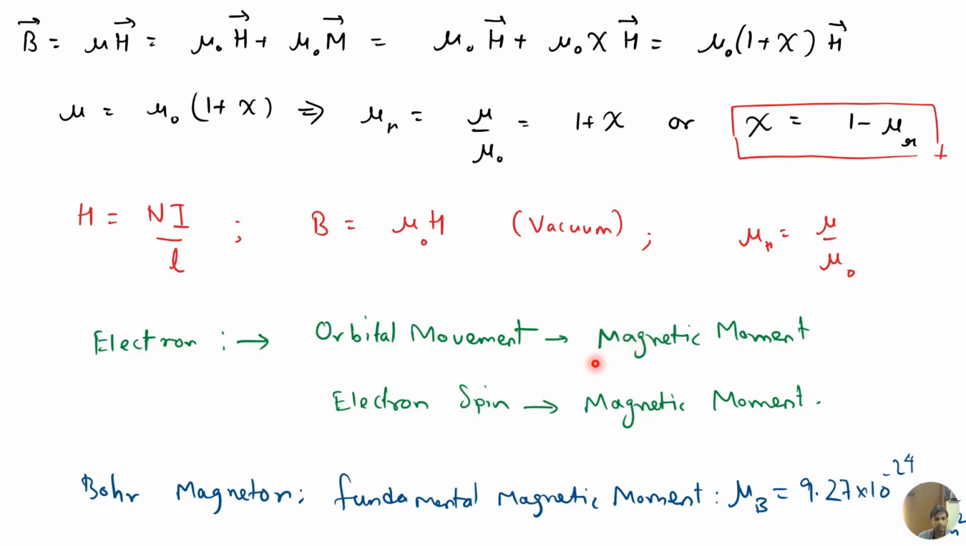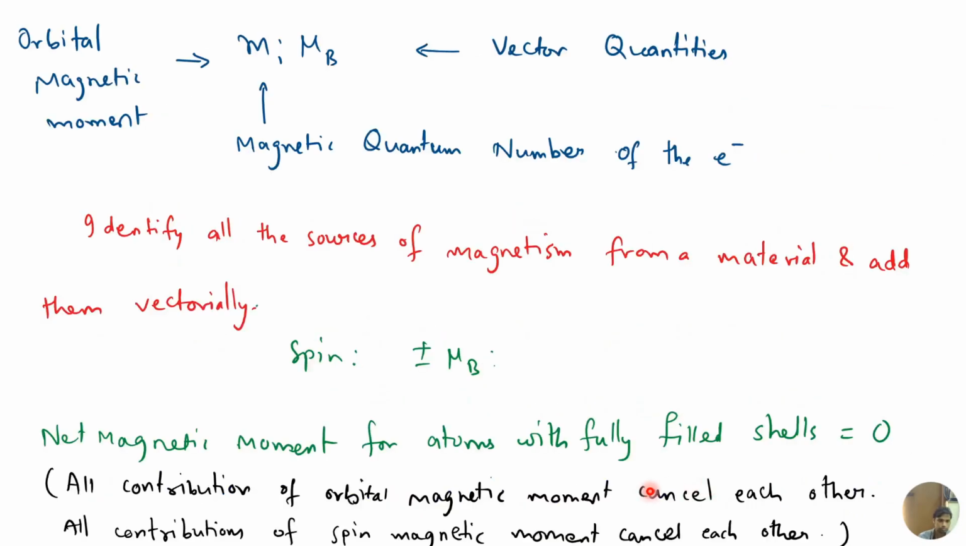Another fundamental reason for a magnetic moment is the electron spin. The fundamental unit of magnetic moment is called the Bohr magneton, for one unit of magnetic spin. So mu B is 9.27 times 10 to the power minus 24 Weber per meter square. The orbital magnetic moment is m_l times mu B, and this is a vector quantity. Mu B is again the Bohr magneton, and m_l is the magnetic quantum number of the electron.